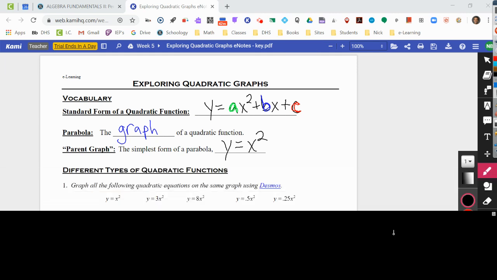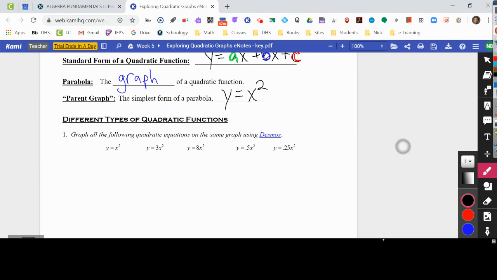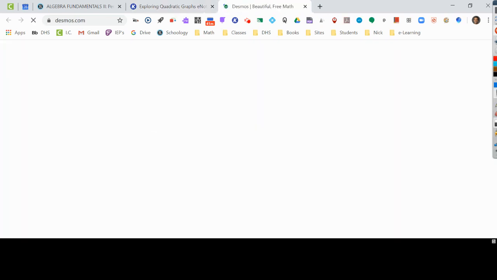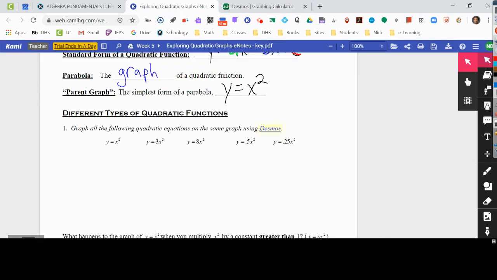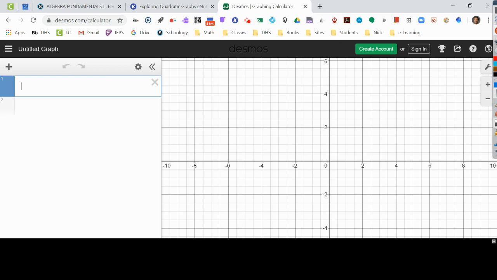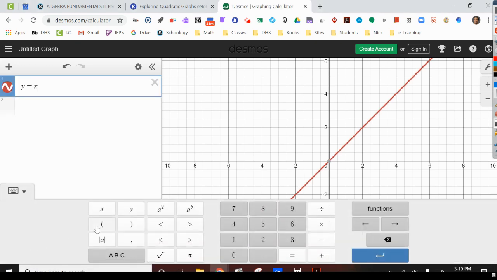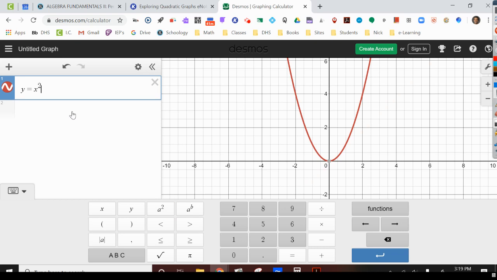So here we go. In example 1, we're going to be asked to graph all of the following quadratic equations on the same graph using this Desmos app again. So we're going to go to Desmos. We want to start graphing, and we're going to put all 5 of these on the same graph here. Okay, so the first one is y equals x squared. Remember to get these extra tools. I'm going to pull up this keyboard here. y equals x squared is the first one.